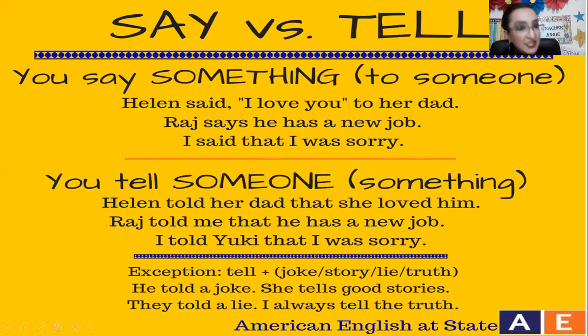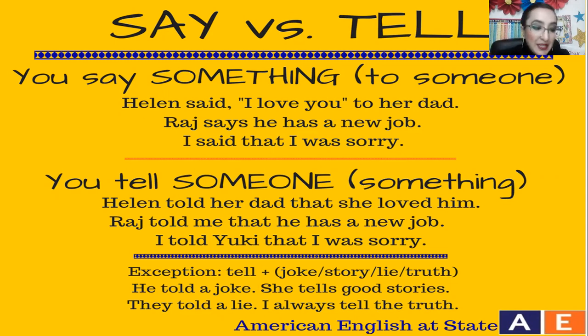Here, for example, say versus tell. I have a lot of material for you in order that we can learn it as well. You say something to someone. Ellen said, I love you, to her dad. Rack says he has a new job. I said that I was sorry, with clauses. And now you tell someone something. Helen told her dad that she loved him. Rack told me that he has a new job. I told Jackie that I was sorry. Can you see the differences?